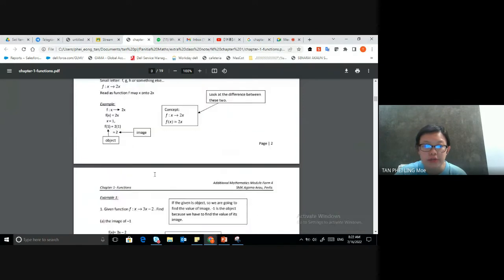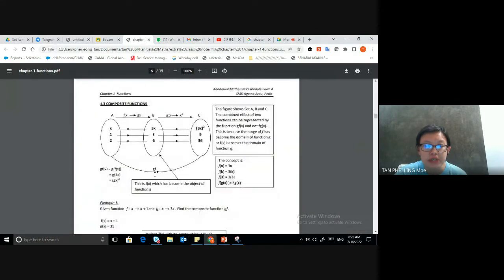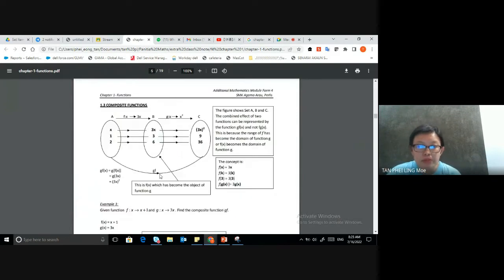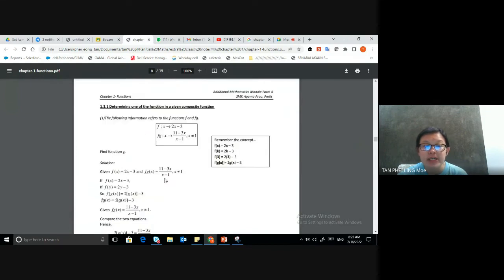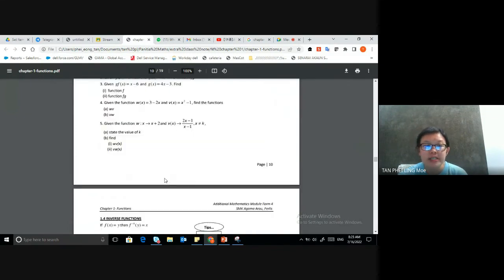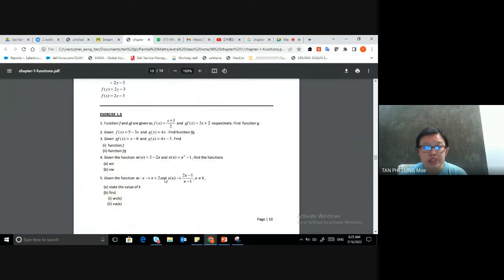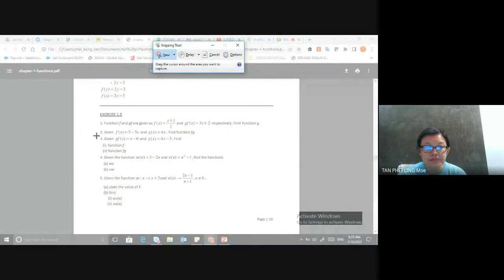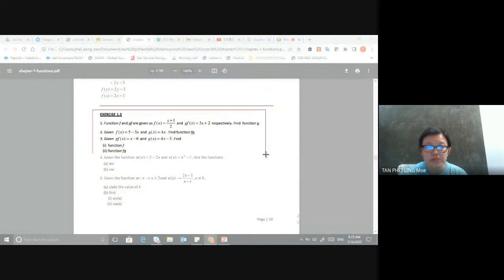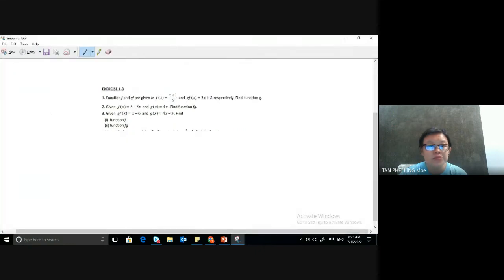I should take it out from here so that everybody can read the question first. 1.3 question 3. It's inverse. Inverse is really tougher. Sorry, 1.3 is composite function. So question 3. Let's take out the question first. So we are going to solve question 3 now.